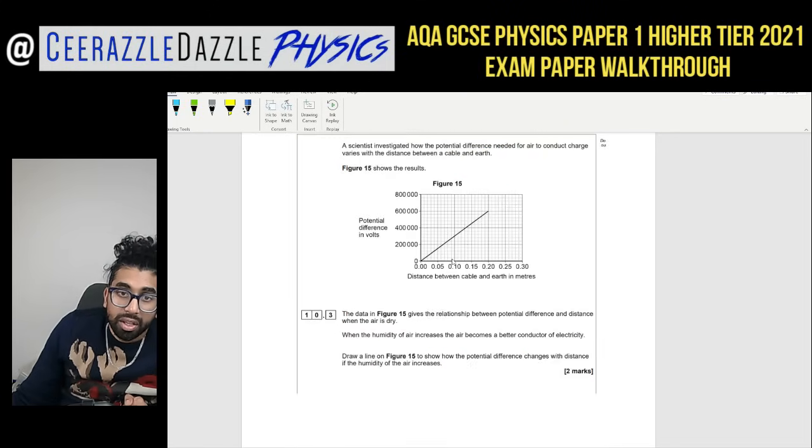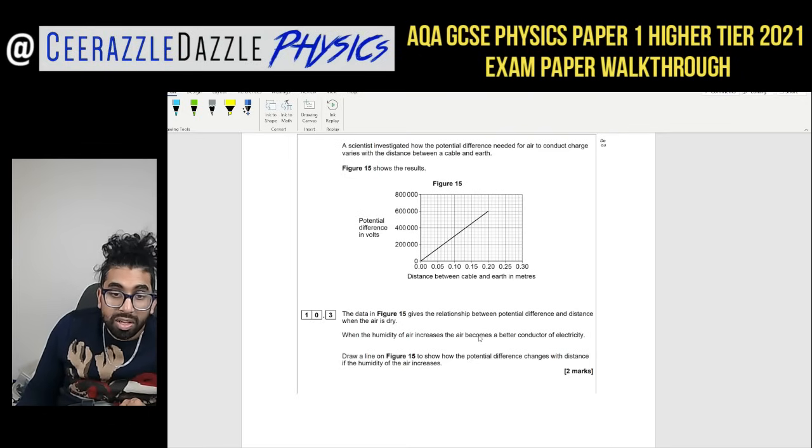Okay, next one. A scientist investigated how the potential difference needed for air to conduct charge varies with distance between a cable and the earth. Figure 15 shows the results. The data in figure 15 shows the relationship between potential difference and distance when the air is dry. When the humidity of air increases, the air becomes a better conductor of electricity. Draw a line showing the potential difference changes with distance if the humidity of the air increases.